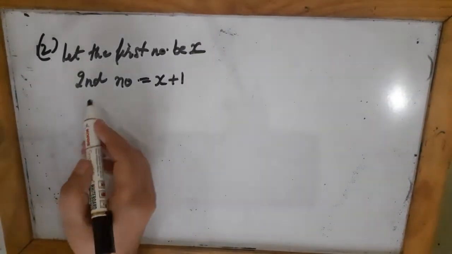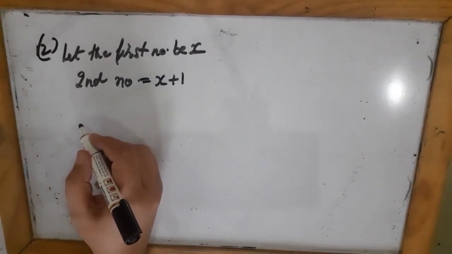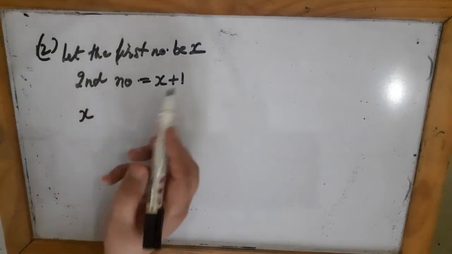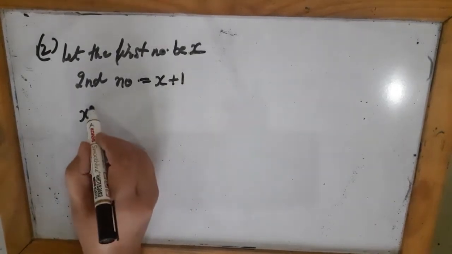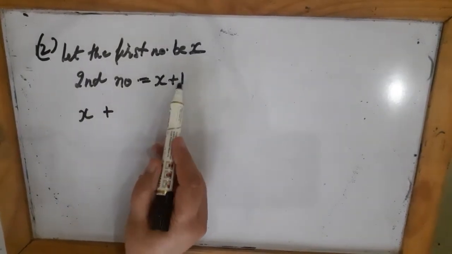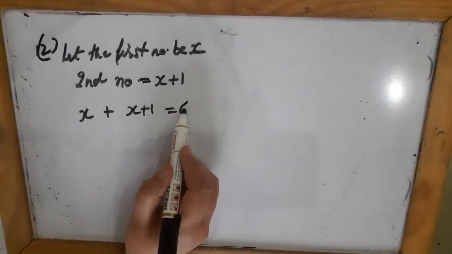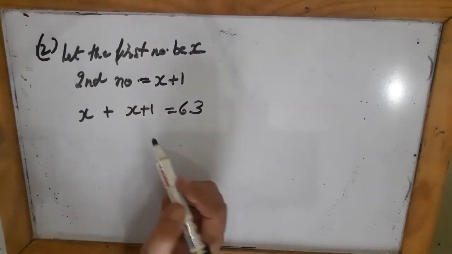Now they are saying find two consecutive natural numbers whose sum is 63. So if I take out their sum, the first number is x, and the second number is x plus 1. Their sum is how much? 63. Now you solve them.